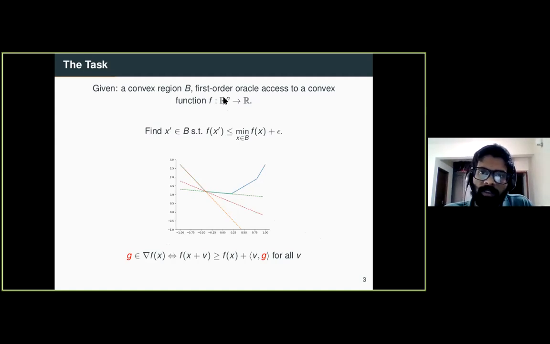So the oracle access that we have is going to give us the function value and a subgradient, any subgradient that the oracle wants, as long as it's a valid subgradient. And here's the formal definition of subgradient, which is equivalent to what I just said in words. So this defines the task completely for us. And what we'll see now is how gradient descent ties into this.